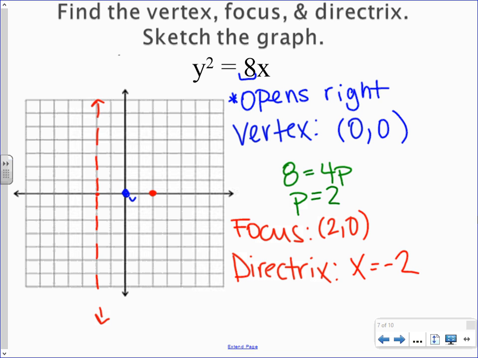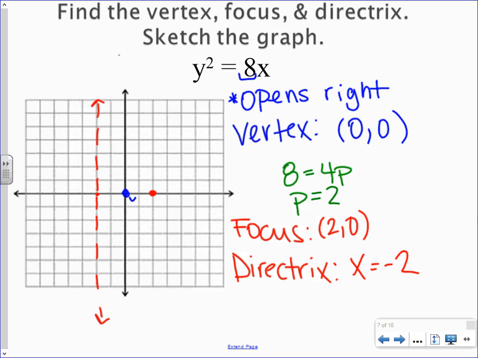Now, I don't want you to just make a U and call it good, right? This coefficient affects how wide and how skinny our parabola is. Now, some of you are thinking, oh, well, that's a really big number. It's going to be really skinny. We're used to having the coefficient with the squared term. Right now, it's with the non-squared term. So we have to think inversely. Since that's a big number, it's going to be really, really wide. Okay? Now, how wide is it going to be?